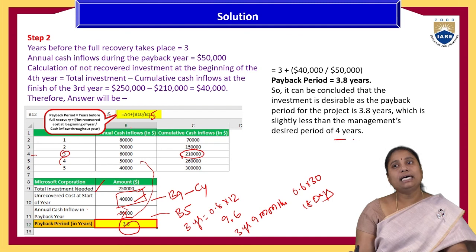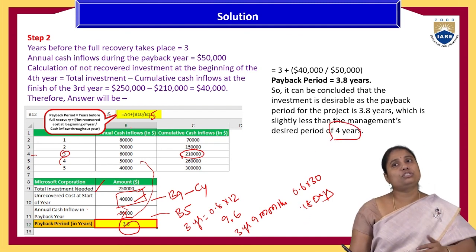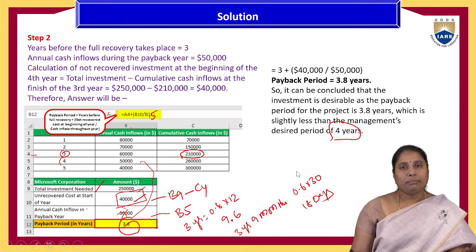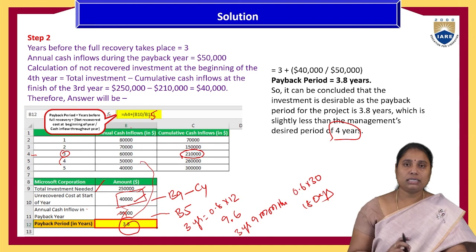The desired payback period is 4 years. This is below that payback period, so it is suggested to purchase the particular machinery. This is how to calculate it in the Excel sheet, as I have shown you with the cell addresses.